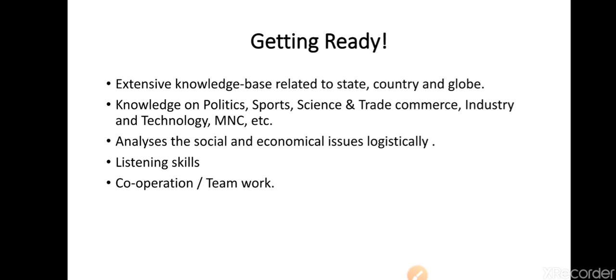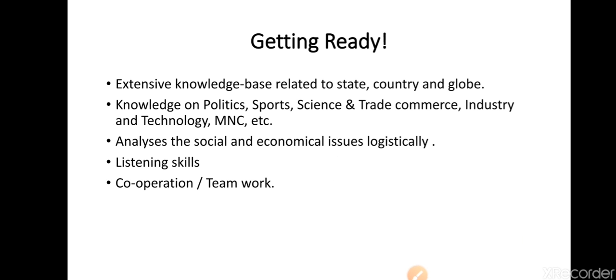And an extensive knowledge base related to state, country, and globe. Through current affairs, the candidate should know about what is happening in the state, country, and the entire world, because the topic can be anything, and knowledge about areas like politics, sports, science, trade, commerce, industry and technology, etc. A candidate should have vast knowledge about all these things. And analysis of the social and economic issues, what is going on at present, because the topic mostly covers what is going on at present in the state or country or the globe.